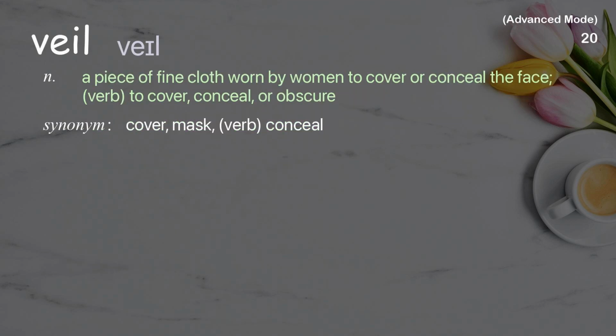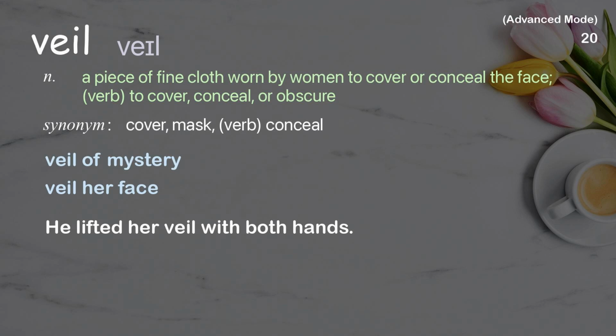Veil. A piece of fine cloth worn by women to cover or conceal the face. Verb, to cover, conceal, or obscure. Examples: Veil of mystery. Veil her face. He lifted her veil with both hands.